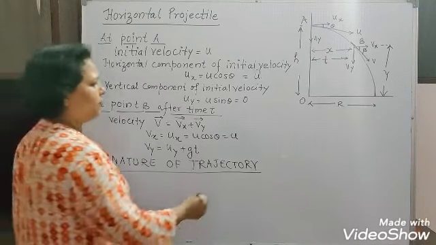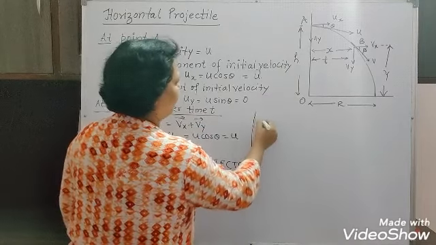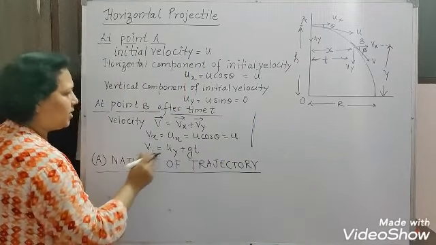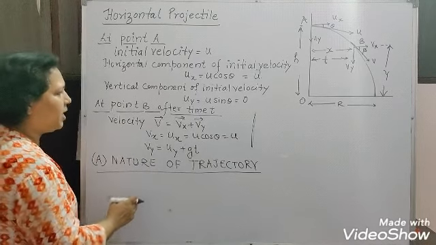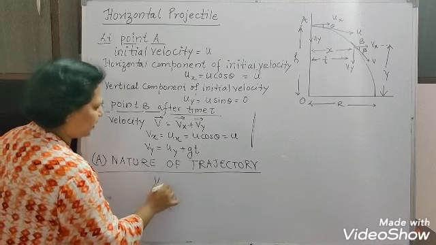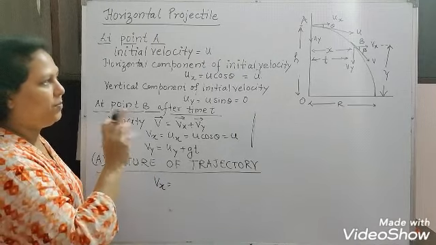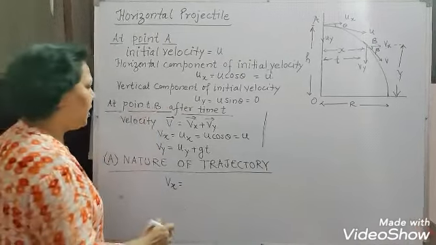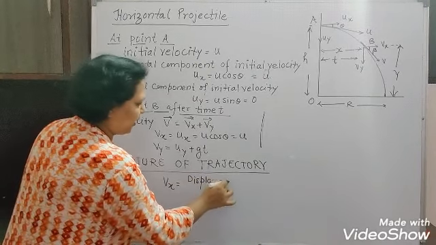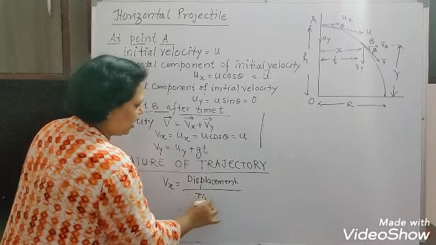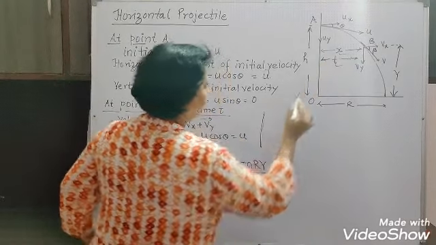Now one more thing that you have to remember here: because we are taking the horizontal component like Vx, while deriving the formula for the nature of trajectory, Vx is actually the horizontal velocity, which is the uniform velocity at point B in the horizontal direction. So this will be equal to displacement upon time. Okay, now we'll see what displacement is there. The displacement is x and the time is t at this point.